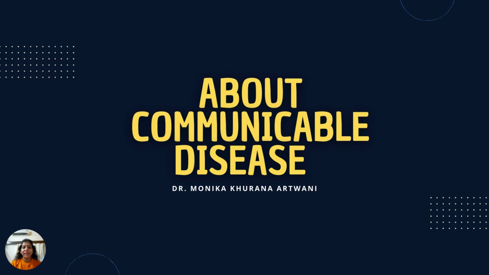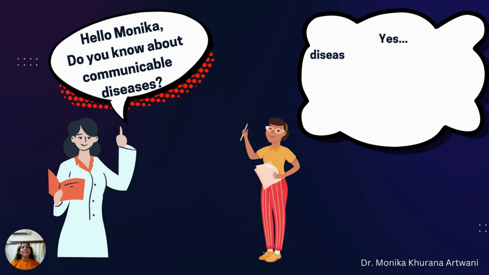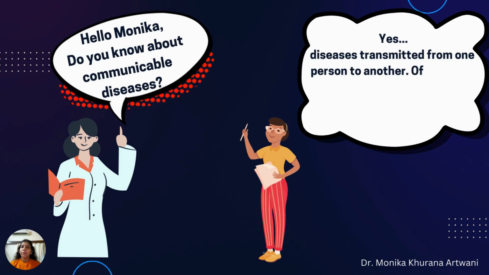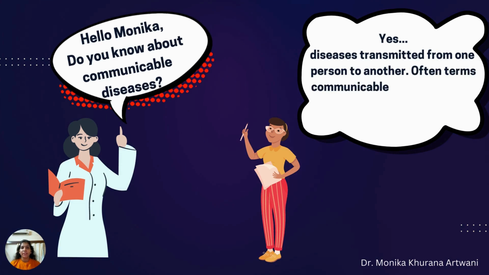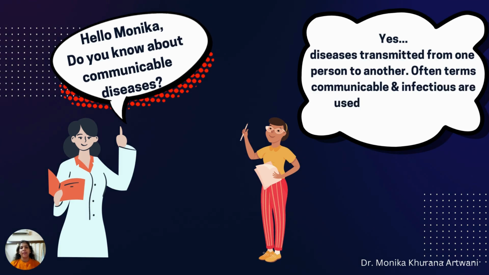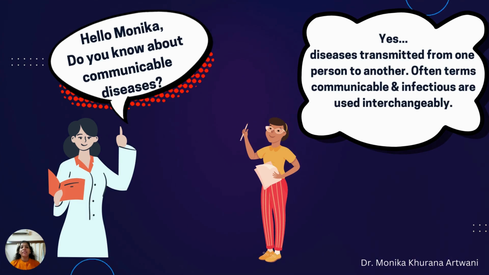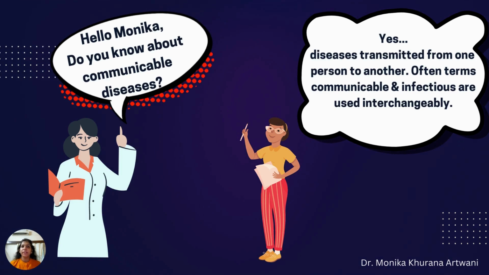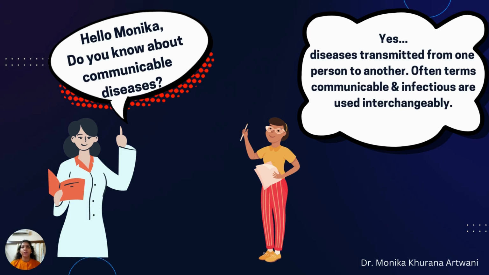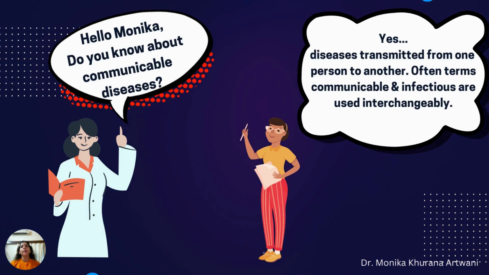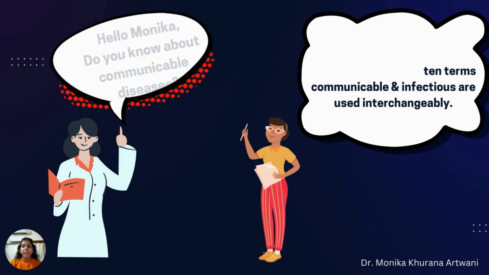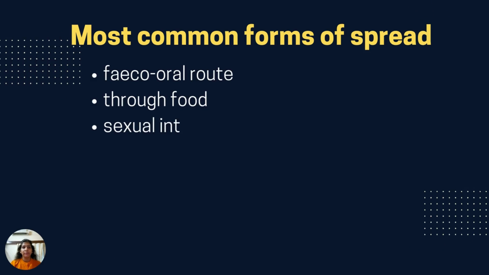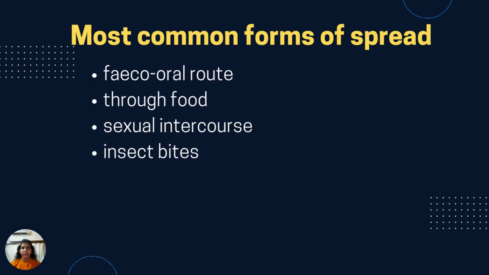Okay, so to start with, what are communicable diseases? How do we define a communicable disease? Communicable diseases are those which are transmitted from one person to another, and often the terms infectious and communicable are used interchangeably. In further slides, we will also see the basic difference between infectious diseases and communicable diseases. Now, let's proceed further and look at the most common routes of transmission of communicable diseases.